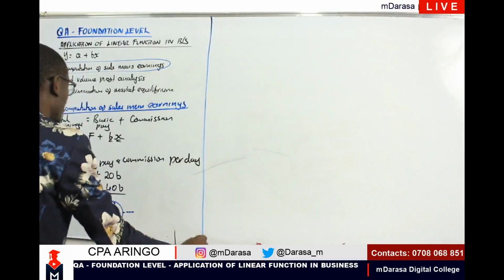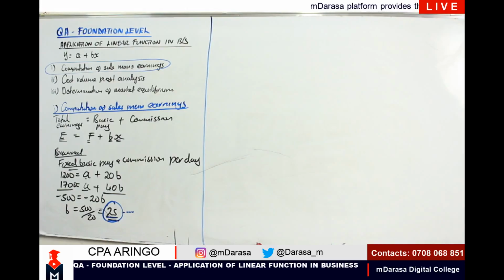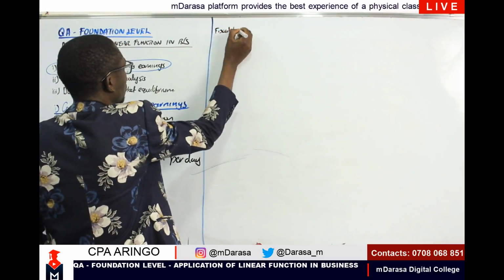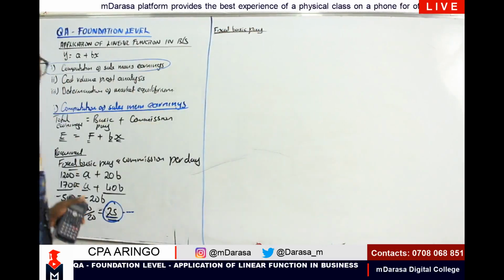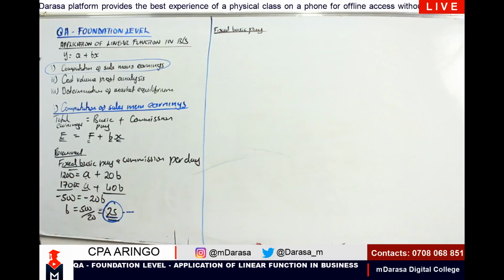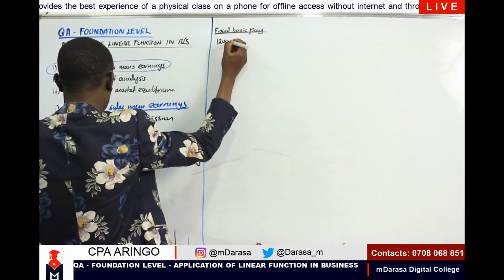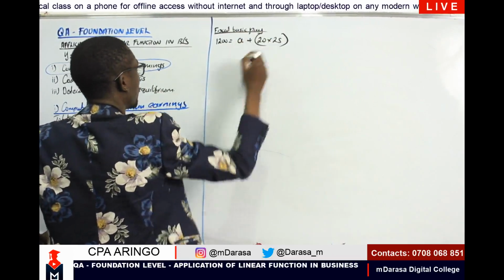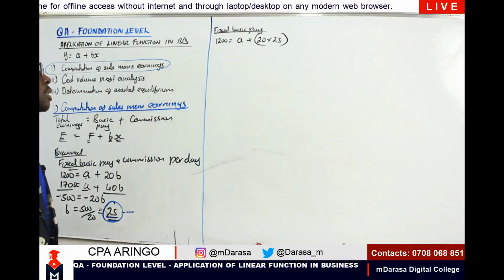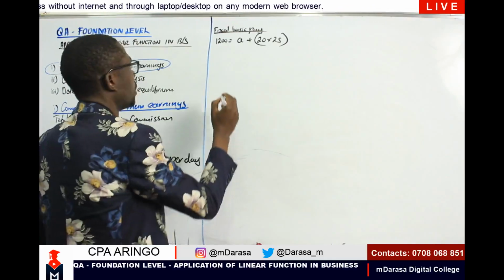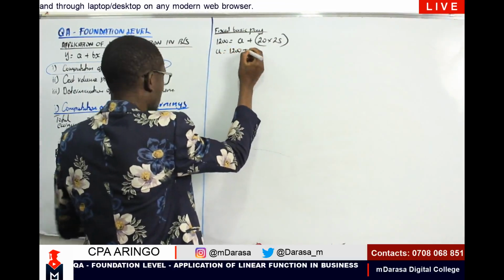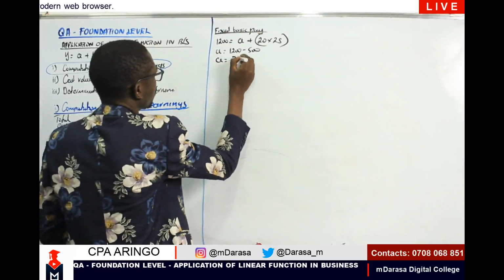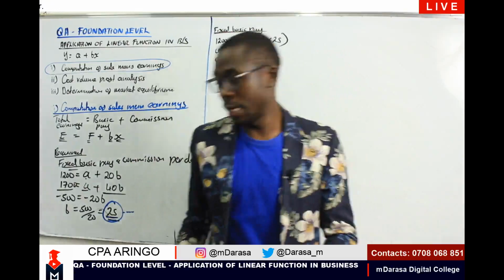After we are done with that case, number two is determining the fixed basic pay. To determine it, we take our first equation and substitute our value of B. So we have 1200 equal to A that we don't have, plus 20 units by 25, which gives us 500. So my A will be equal to 1200 minus 500, which gives us 700. That will be our fixed basic pay per day.